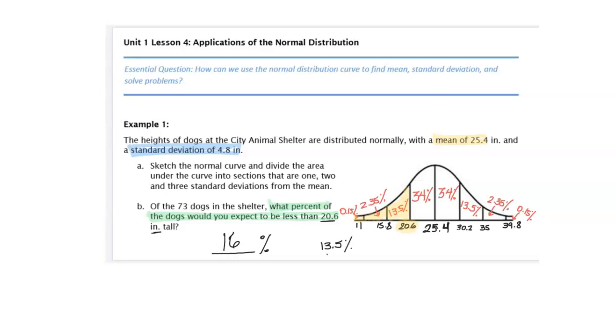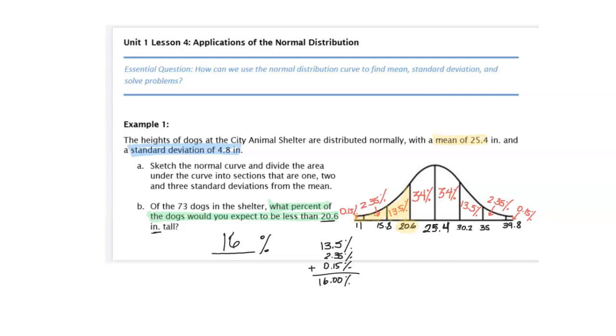13.5% plus 2.35% plus 0.15% adds up to give us 16.00%. So 16% would be our answer.